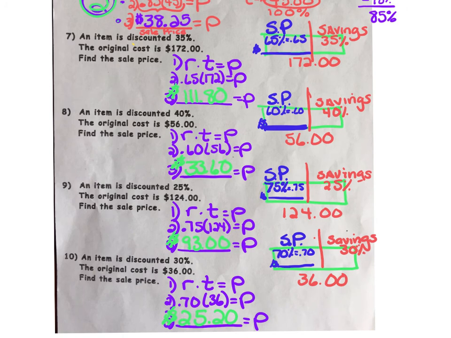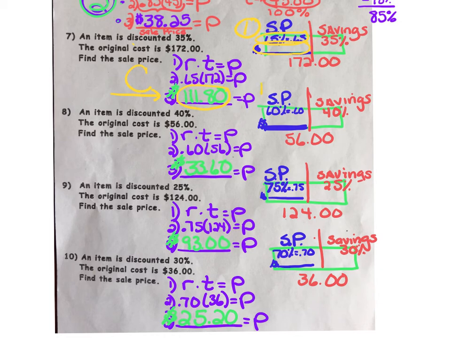All right, we're ready to check your work. For number 7, step 1, the tape diagram, and we're looking for the sale price part of the bar, so you're going to use 0.65. You should have gotten $111.80. Give yourself a star or a C if you've got that correct.